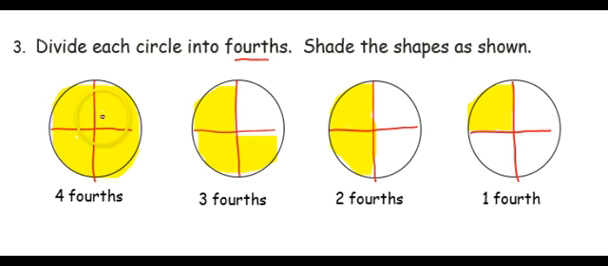Now this time, since we divided the shape into 4 pieces, when I shade in the 4/4, that fills in the entire shape. Now on the second shape, I filled in 3 of the pieces out of the 4 that make up the whole, so there's 3/4. In the next shape, I shaded in 2 of the pieces out of the 4 that make up the whole for 2/4. And on the last piece, I shaded in 1 piece out of the 4 that make up the whole, and that's 1/4.